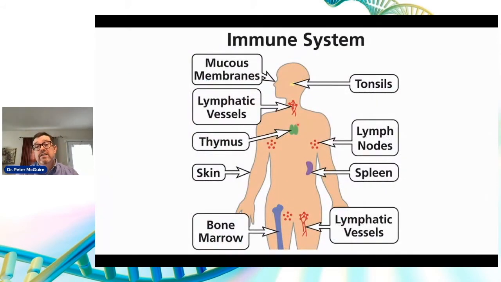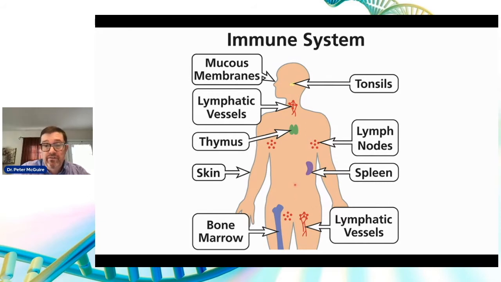The immune system has many different parts to it. You have barriers, such as mucous membranes and the skin. And then you have immune organs, such as the tonsils. The tonsils are important immune organs in the back of your mouth and your throat. Lymphatic vessels, the thymus, which is important for making immune cells. The lymph nodes, which are all over the body, but these are showing some in the armpits, as well as down here in the groin area.